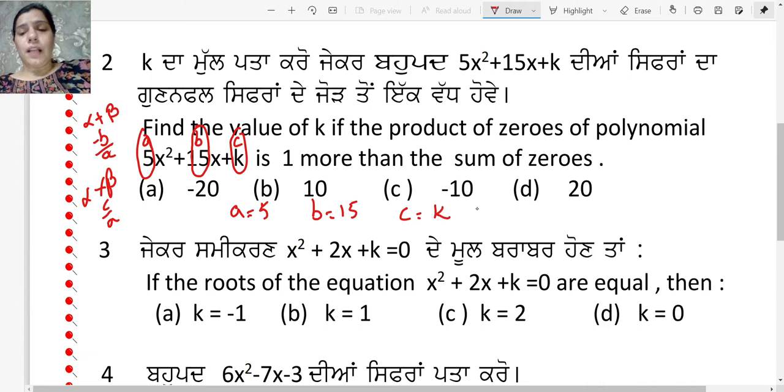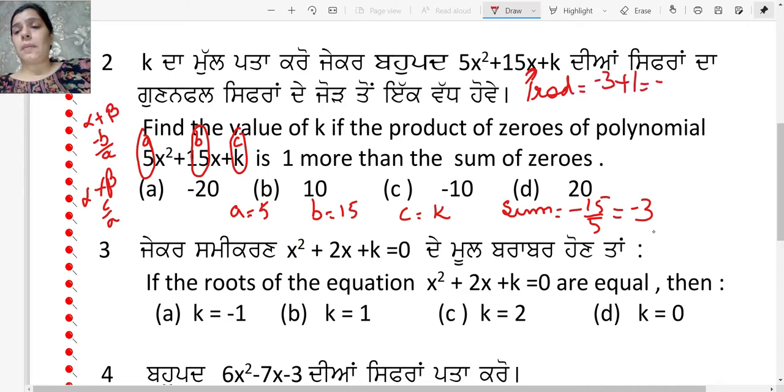So I am given a as 5, b as 15 and c as k. So first of all I will find the sum of the zeros. Sum of zeros is minus b upon a, that is minus 15 upon 5. So I get the sum of zeros as minus 3. Now we have to find the value of k such that the product of zeros is 1 more than the sum. Beta, sum is minus 3, and what is 1 more than minus 3? You have to add 1. So you want that the product should be minus 3 plus 1, that is minus 2.